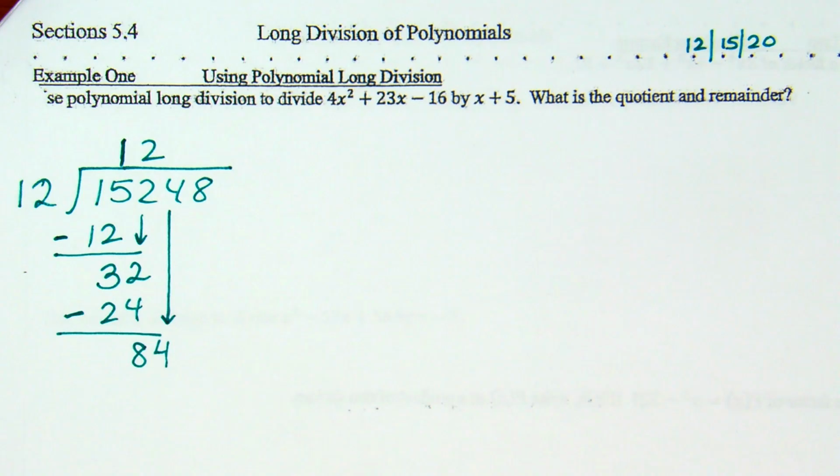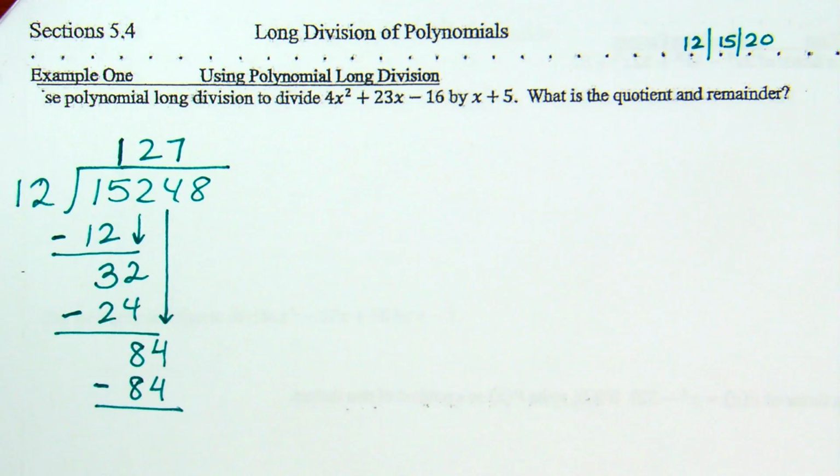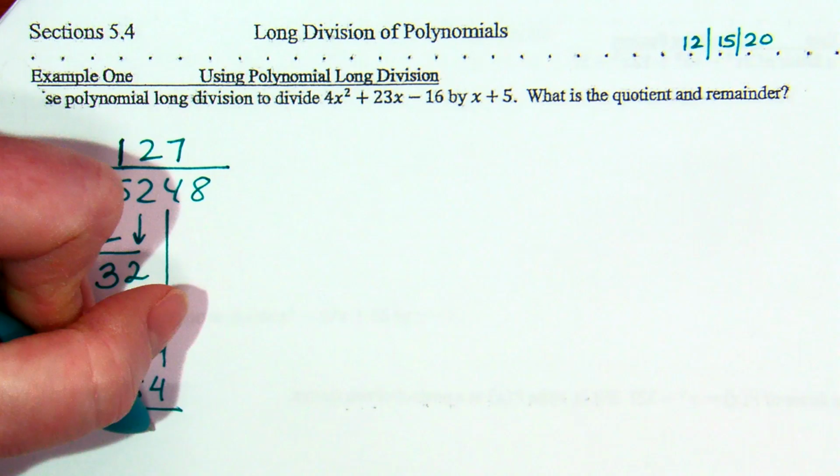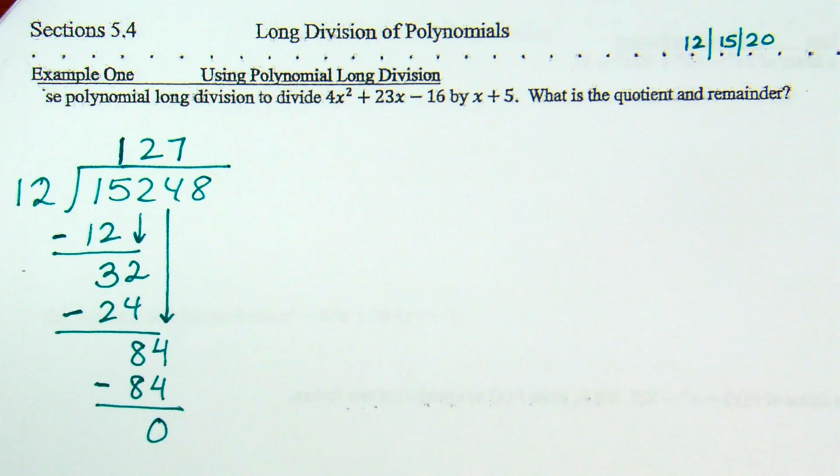12 into 84. How many times does 12 go into 84? 7. Put the 7 above the 4. 7 times 12 is 84. 84 minus 84 is 0. Now, drop down the 8.